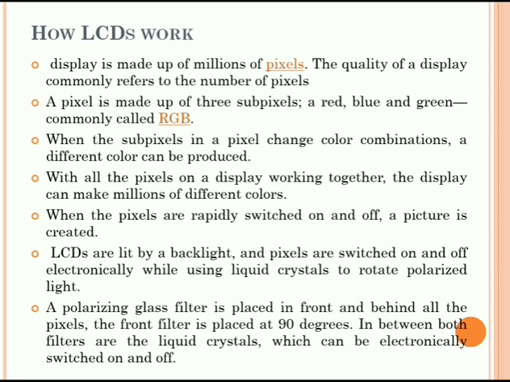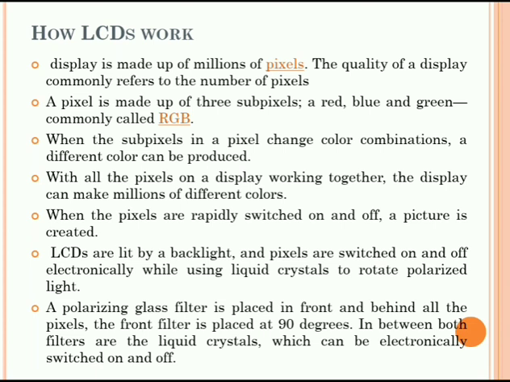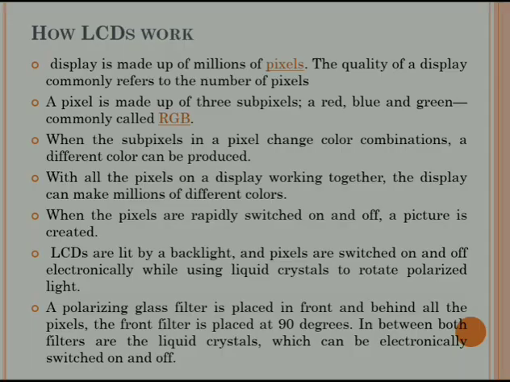When the pixels are rapidly switched on and off, a picture is created. LCDs are lit by a backlight, and pixels are switched on and off electronically while using the liquid crystals to rotate polarized light. A polarizing glass filter is placed in front of and behind all the pixels. The front filter is placed at 90 degrees. In between both the filters are the liquid crystals, which can be electronically switched on and off.